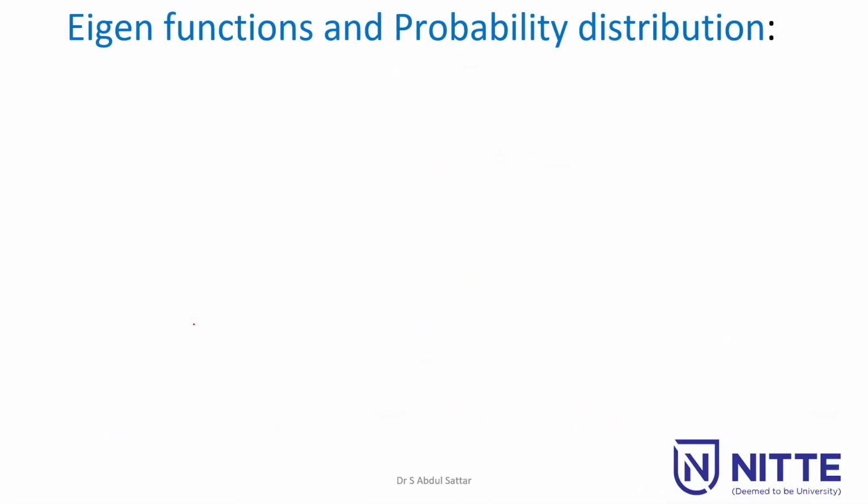So now we are going to discuss how the wave function and probability are distributed among the different energy levels in the potential box. So let us take the wave function here.